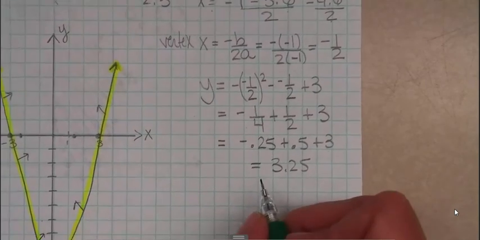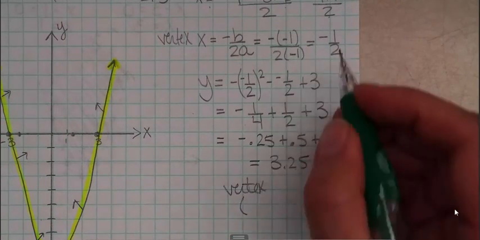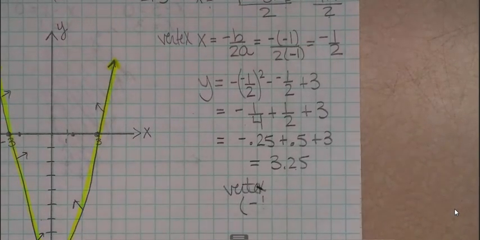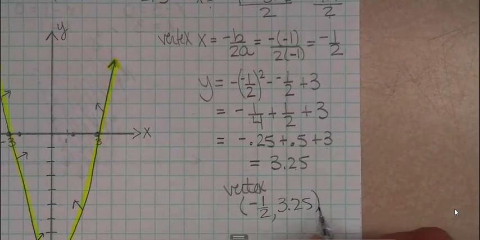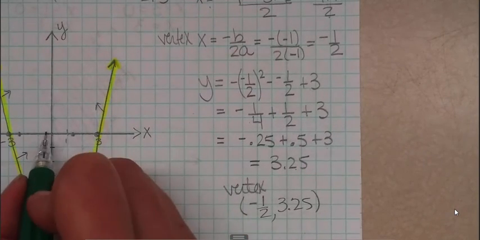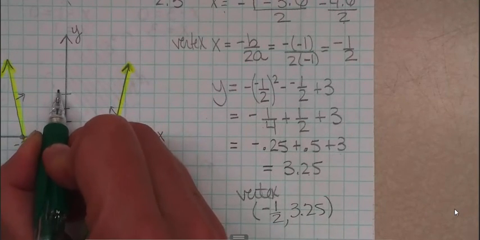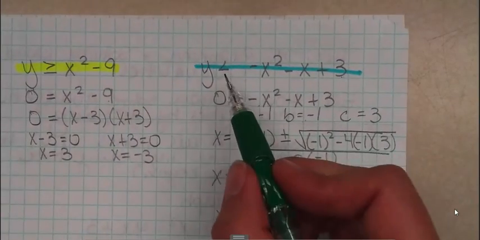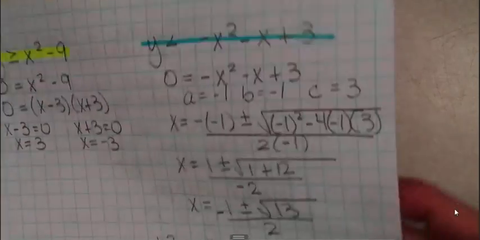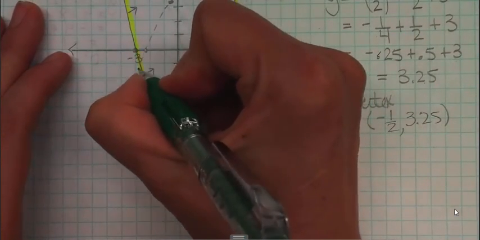Okay, so my vertex then is going to be at -1/2, 3.25. All right, so -1/2, and then up 1, 2, 3, and a little bit past that. Okay, and then as a reminder, this one's going to be dotted. Do my best.